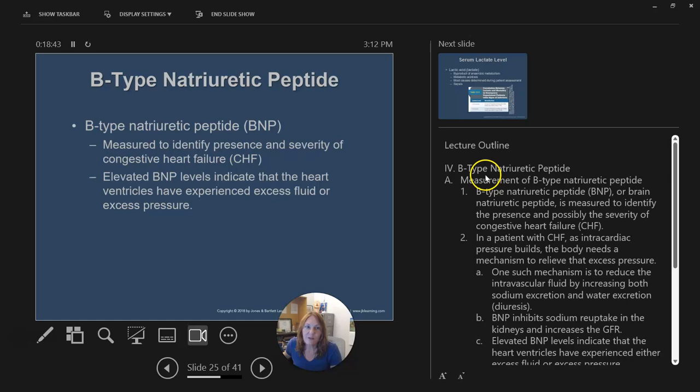Okay, on to our B-type, I can never say this one. Let's see if I can get it today. Natriuretic peptide, we're just going to go with it, our BNP. We're going to call it the BNP.